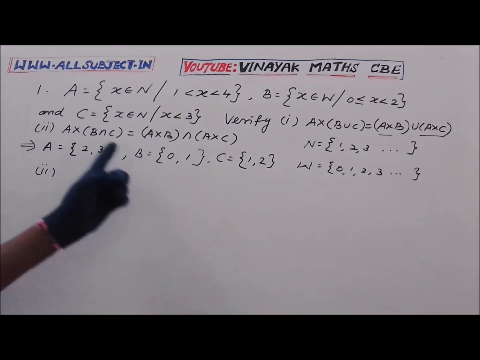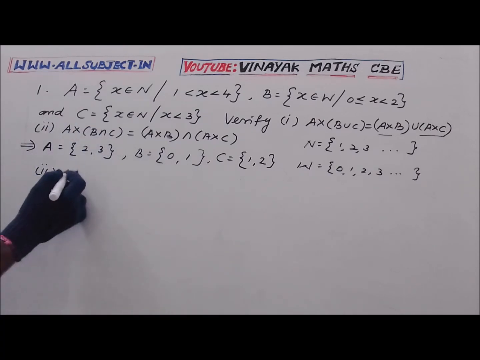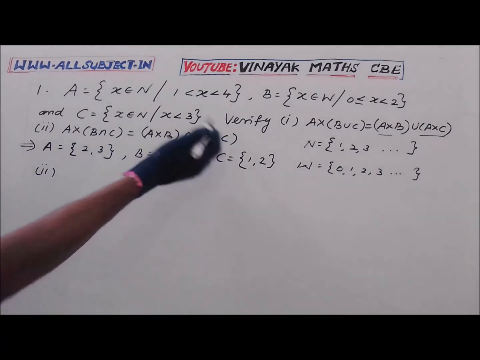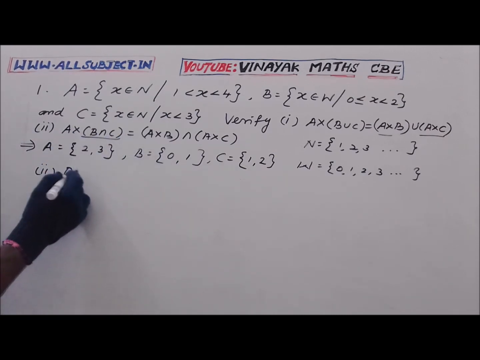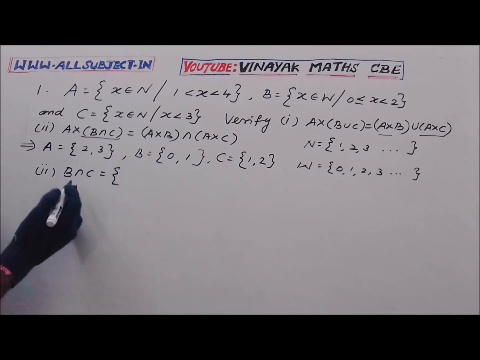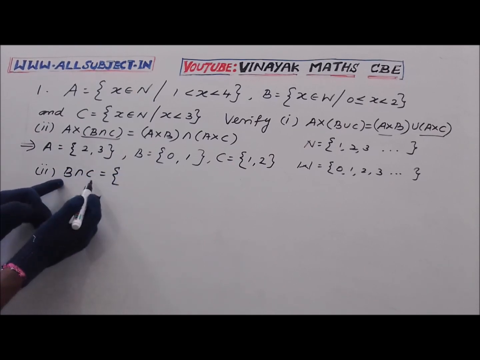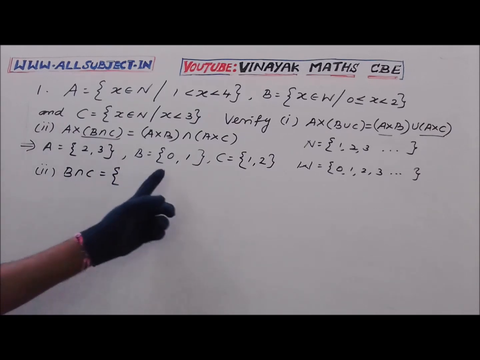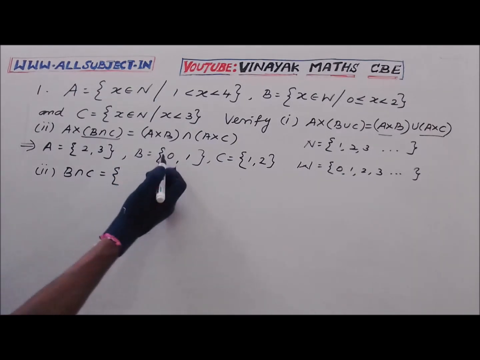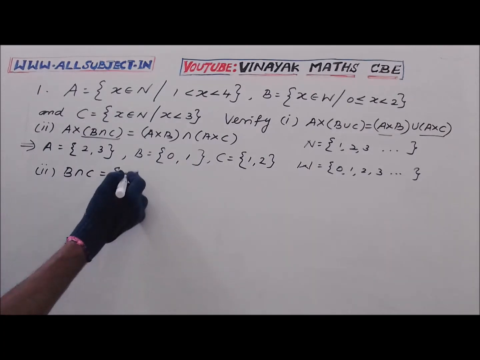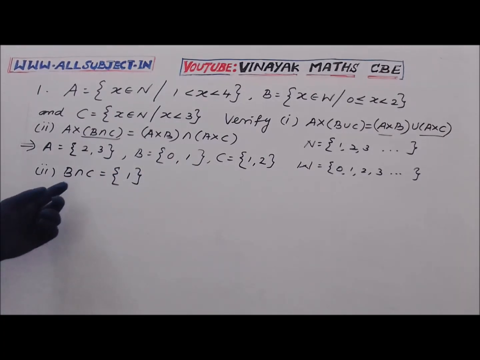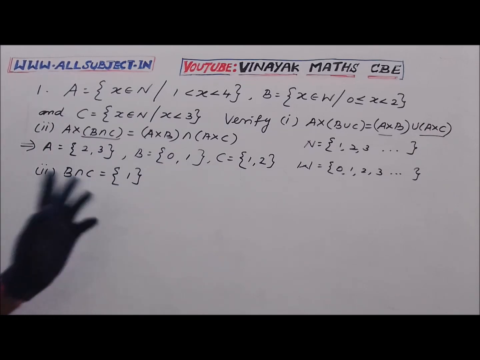Now subdivision number 2: A cross B intersection C is equal to A cross B intersection A cross C, you have to prove. Now first find B intersection C. Intersection means the elements which are common in both B and C should be written here. So look at B and C and take the common element. 0 is present here, here 0 is not present. So 1 is present in both the sets. So that is the answer for B intersection C.